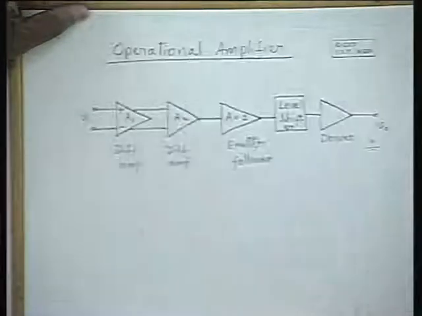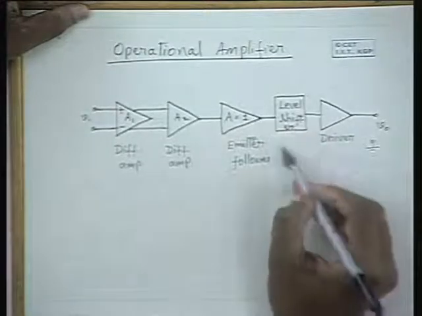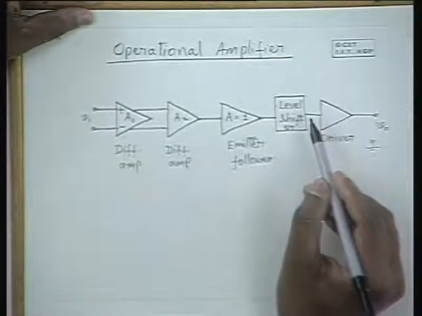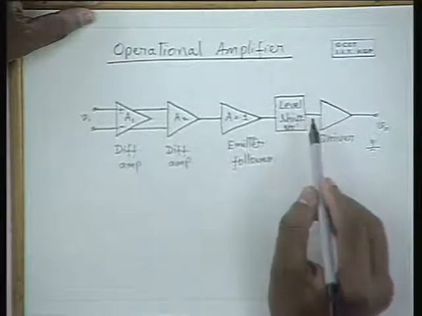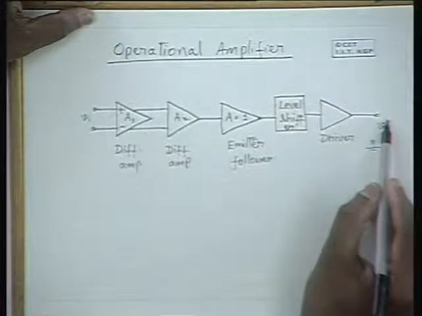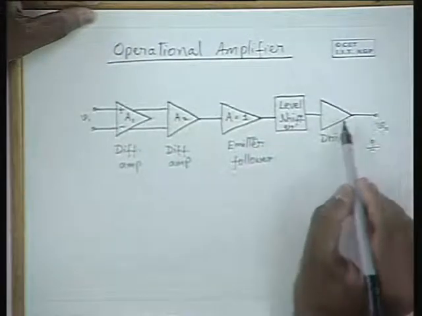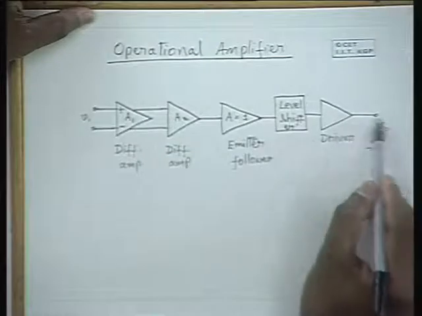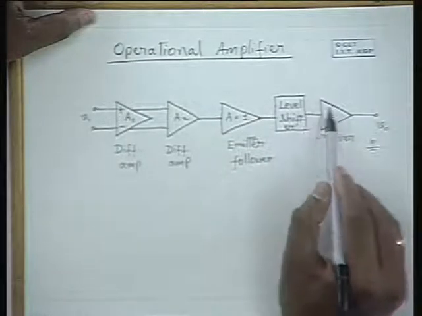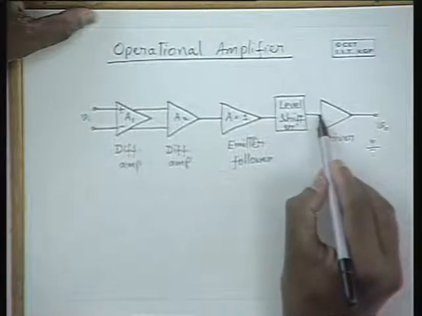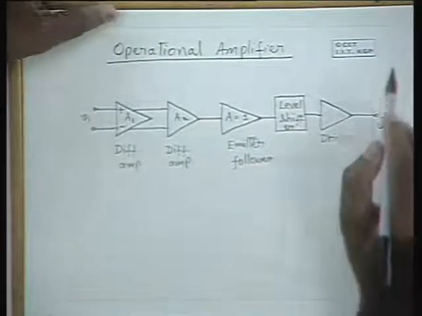It is possible only through a voltage level shifter. You have to subtract some DC voltage. Whatever DC voltage you get here, you have to subtract that and see that the output stage's Q point is biased around 0 volts. That's why we need a level shifter.